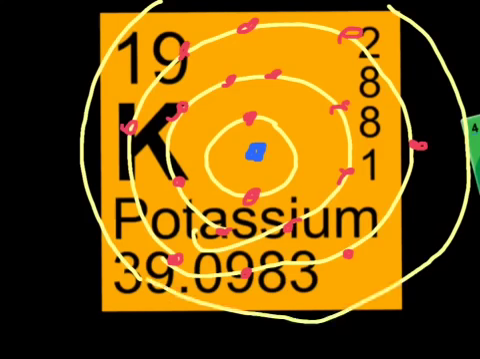It's pretty fun. And then our last ring will have 1 on it. That becomes our valence electron. And that's the end of this lesson.